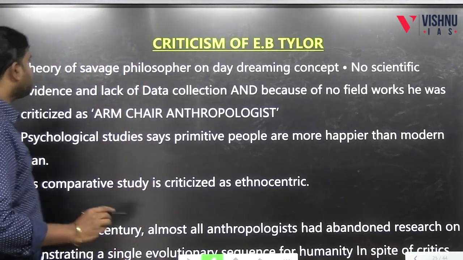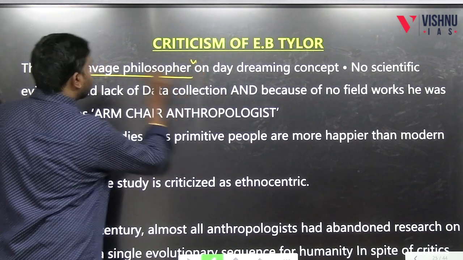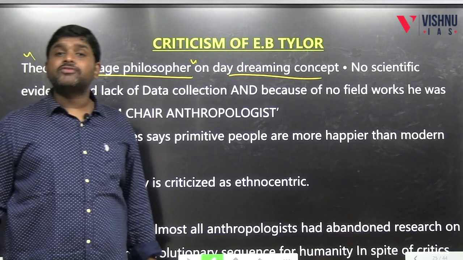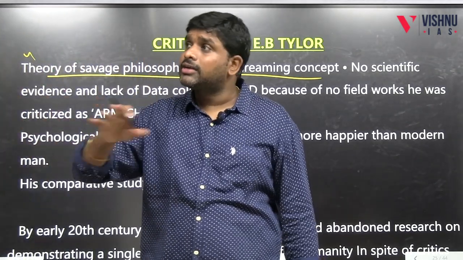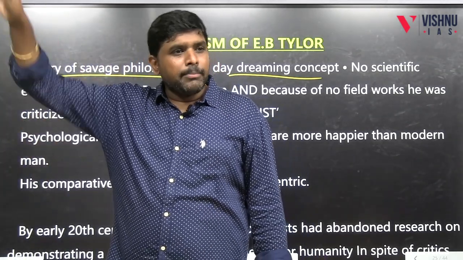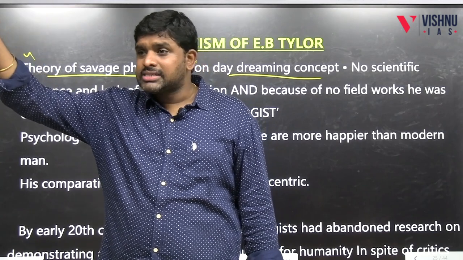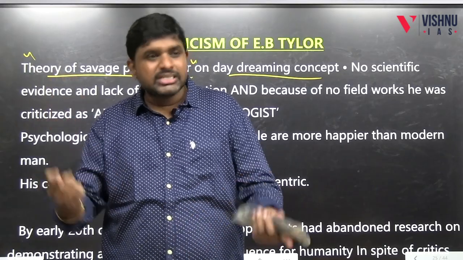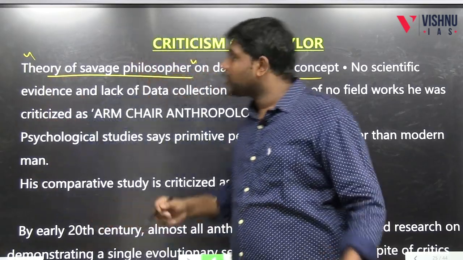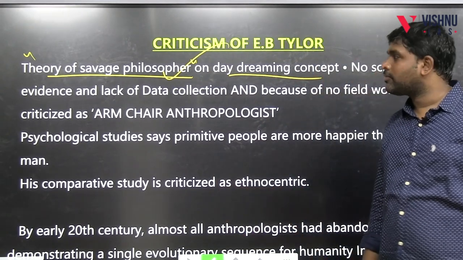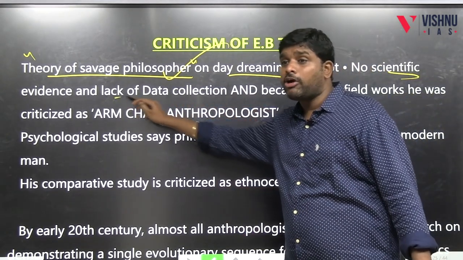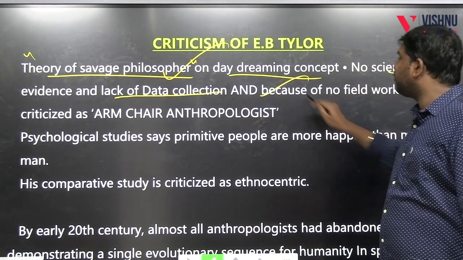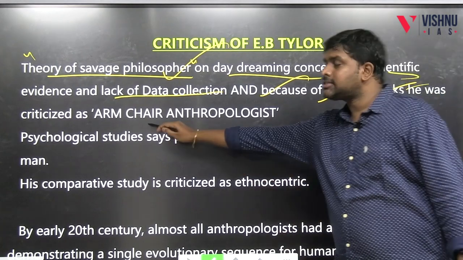Criticism. Now, you see the criticism. Theory of savage philosopher. On what? Daydreaming concept. Theory of savage philosopher. This person is giving philosophy that soul is going, coming, and the worship of soul is called as animism. So, criticized as what? Already savagery, for savagery man, there is a philosophy. Hence, he is called as what? Theory of savage philosopher. No scientific evidence. Why? Because lack of data collection. Why? Because he didn't do field work. Because of no field work, he was criticized as?